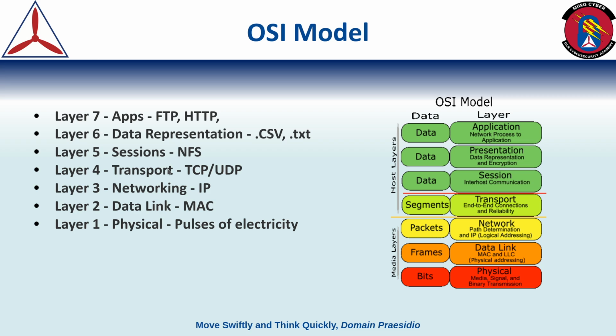Next, we have layer 4, which is transport. In other words, how does it get from my computer to Google and back? And how do we know that all the packets got there and they were unchanged? That is the responsibility of TCP and UDP.